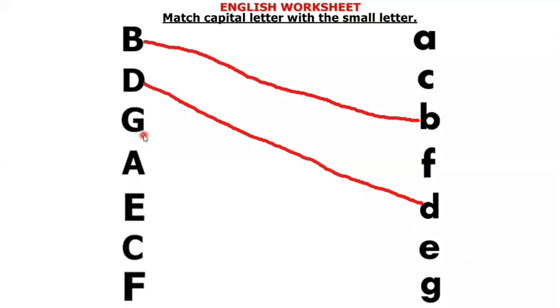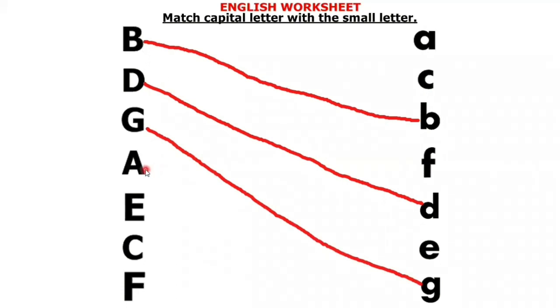Here the next letter is capital G. Now we have to find where is small g in this side. Let us find. This is small a, this is small c, this is small b, this is small f, this is small d, this is small e, this is small g. Here small g is there. Now we have to match capital G with its small g. Let us match. We are going to match capital G with its small g. Done. Next.